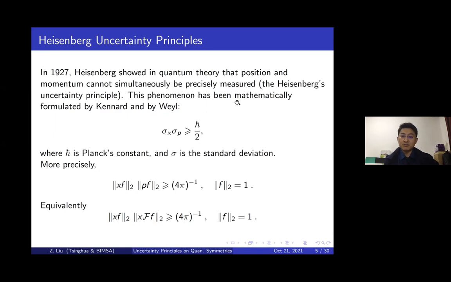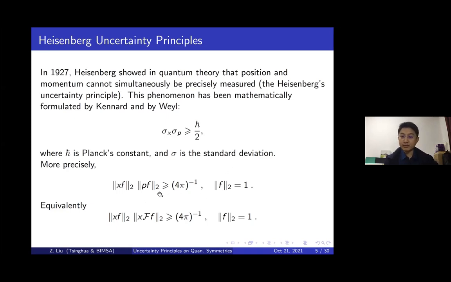And this phenomenon has been mathematically formulated by Kennard and by Weyl in the following way. We take the two operators, and then we compute their standard deviation, which has a non-zero lower bound. For physics interest, usually we put in the Planck constant. Mathematically, we can renormalize the scalar, and we write it in the following form. So we take a function f and take the position operator xf and compute its two norm. Then we take the same function f and compute pf, the momentum p, and compute its two norm. Their multiplication has a lower bound. That's a precise mathematical formula.